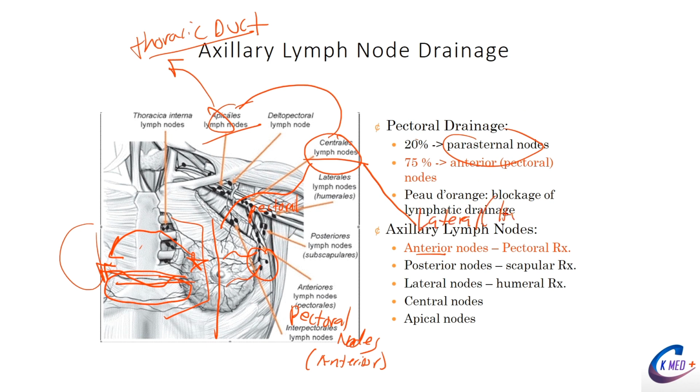Our pectoral, it has our lateral, also known as our humeral lymph nodes here. And then it also has, from the backside, posterior nodes, also known as scapular, because the scapula is in the back. So that's obviously why it's posterior. But remember that there is one aberrant branch.